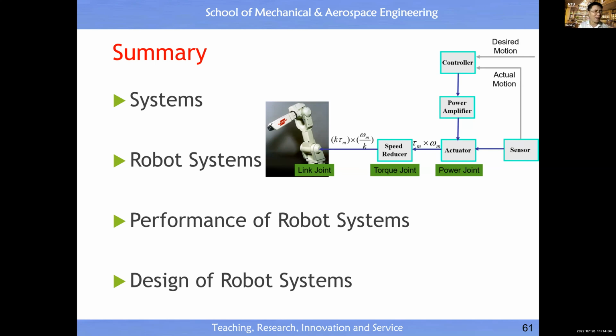So we take a short break of 6 minutes, then we start at 15 past 11, right?